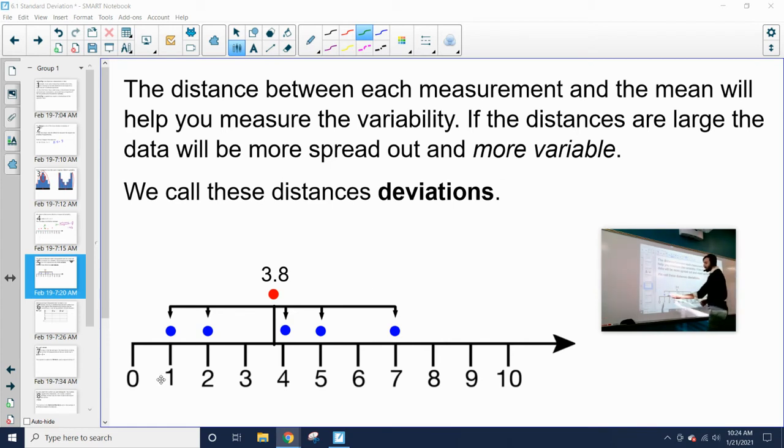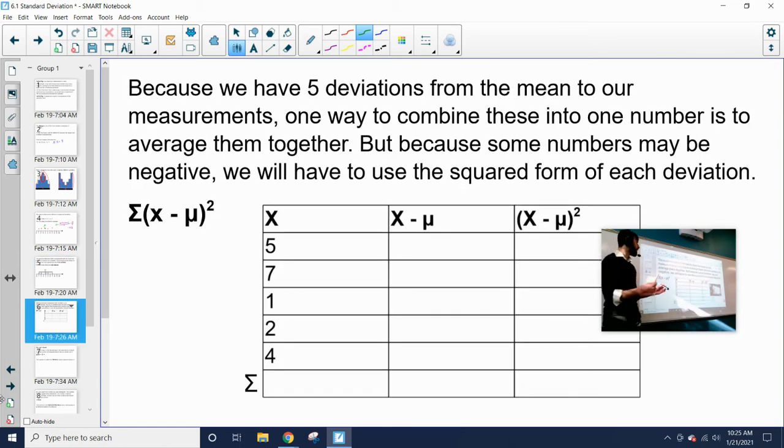So for example, I could take 1 and I could find what's the distance between 1 and 3.8. What's the distance from 2 and 3.8? What's the distance from 4 and 3.8? So that's going to have a small variability, while 7 is going to have a much larger variability, or a much larger deviation.